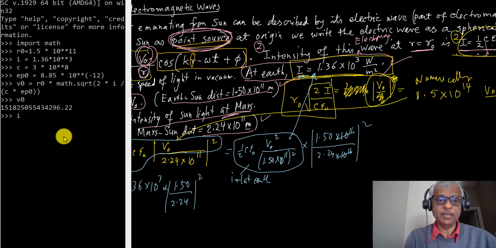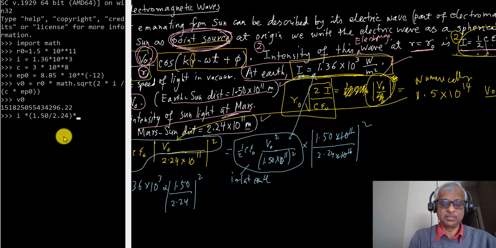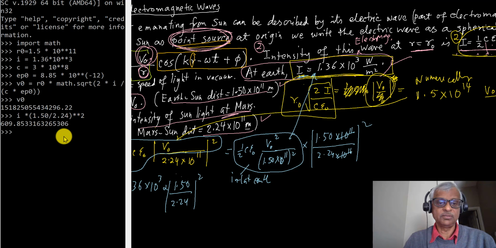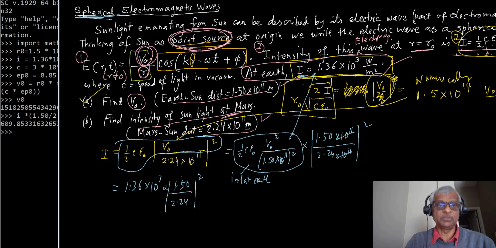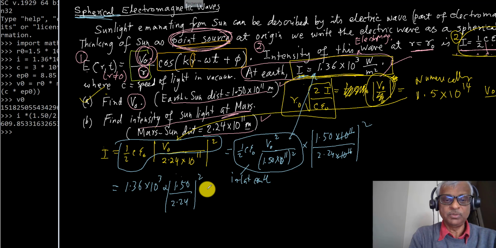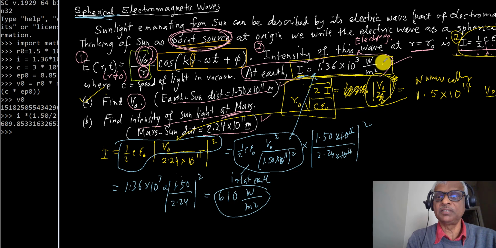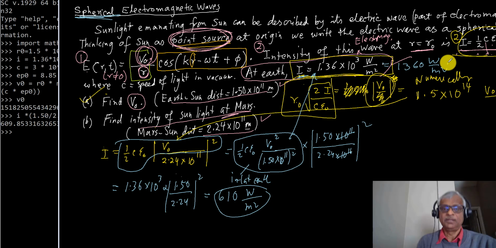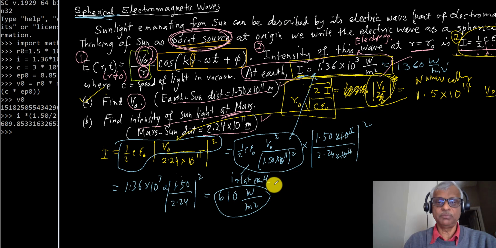So I have I star, 1.50 over 2.24, square it, and so the intensity will actually be much smaller. So it will be equal to 610 watt over meter square. Well, this was 1360 watt over meter square. Okay, so we've already got the answer.